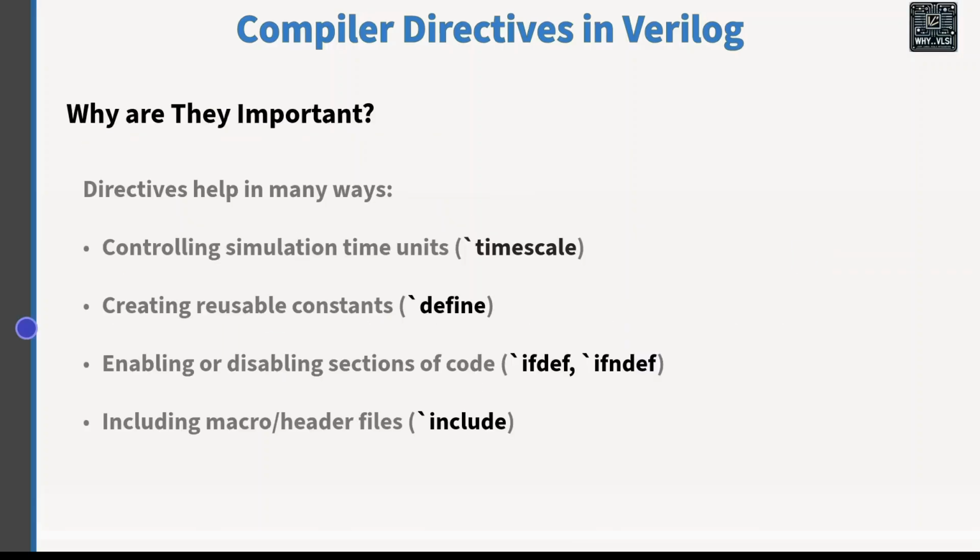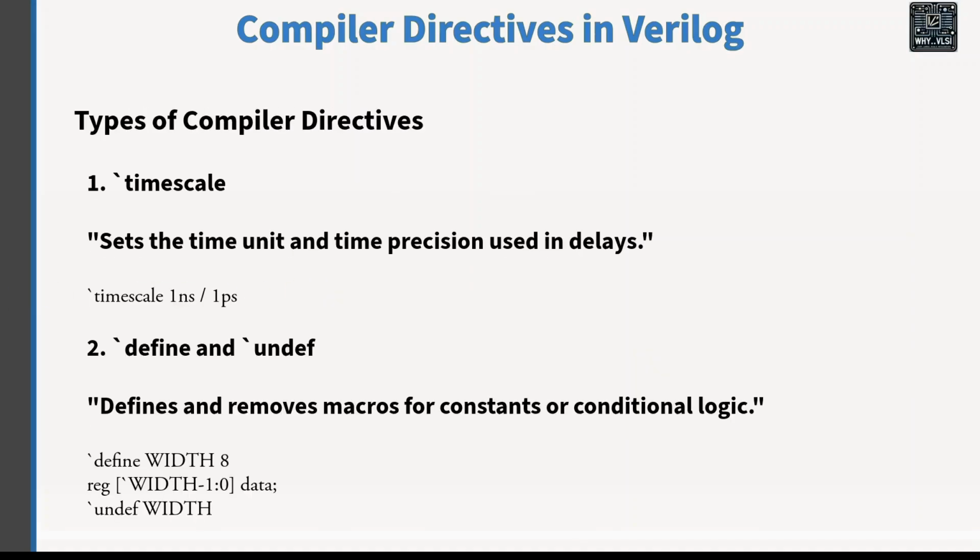Why are they important? Directives help us in many ways. First is controlling the simulation time unit with the help of `timescale, creating reusable code, and enabling or disabling sections of the code. Also including macros or header files. They are especially powerful in testbench simulation and large-scale design, where reusability and control are the key.